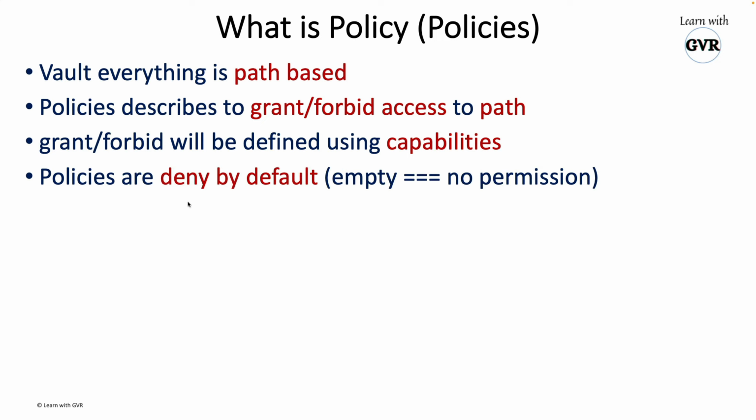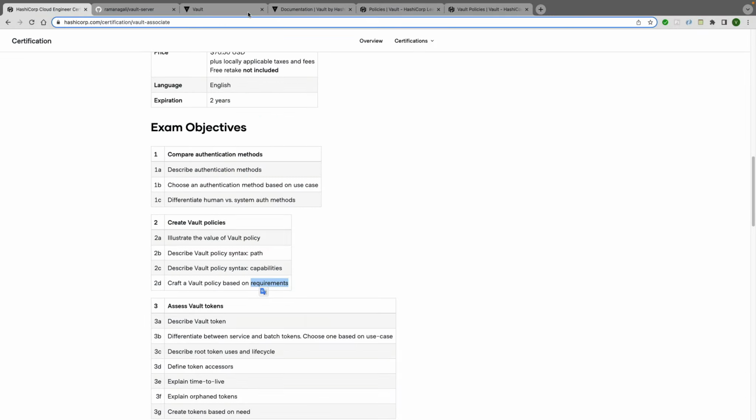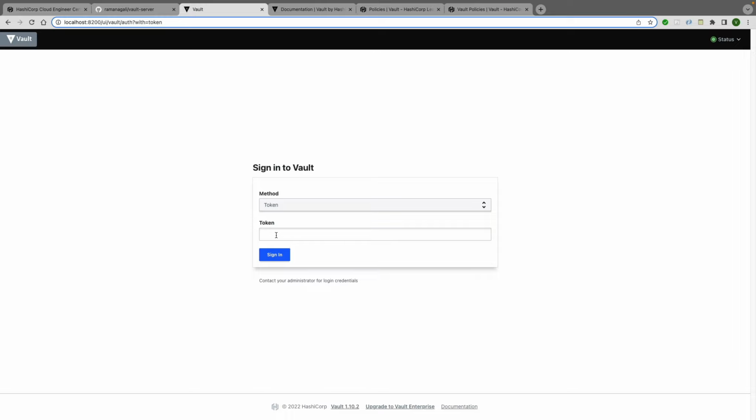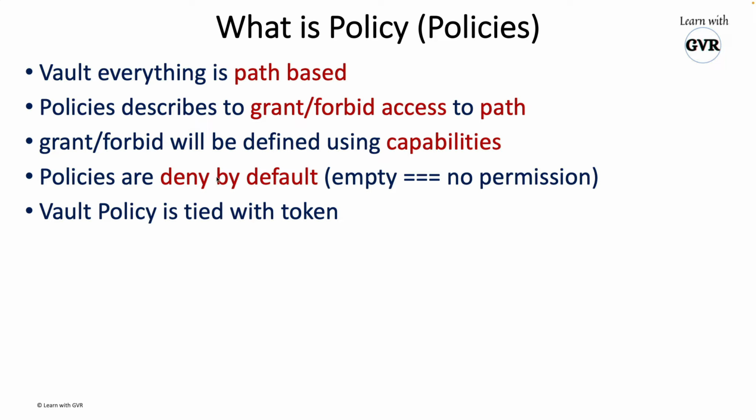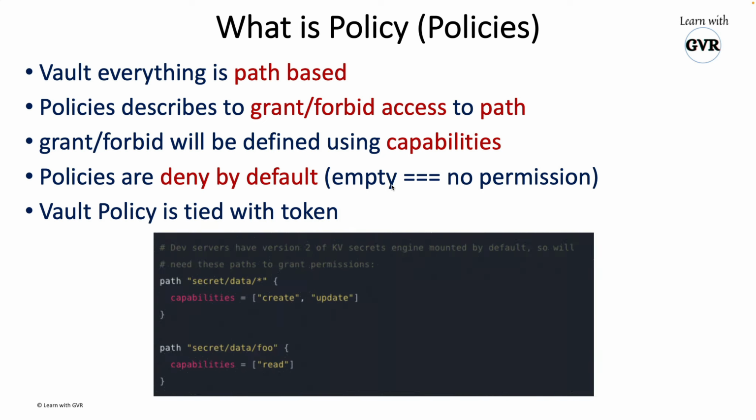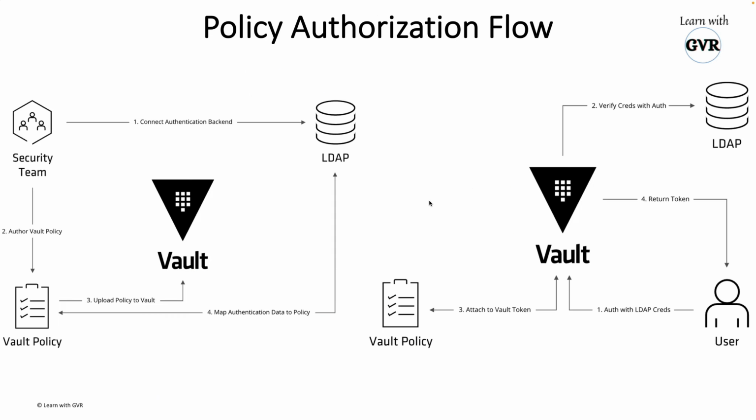Policies are denied by default. If you specify an empty policy, it means no permission. Same as AWS IAM, deny by default. And Vault policy is tied with the root token. Let's say I have a Vault server and I am logging in with my root token. Whatever token you log in with, that token will have a policy attached to it, as simple as that. And you will be wondering how the policy will look. This is the policy, which is in HCL language. Let's try to go further.